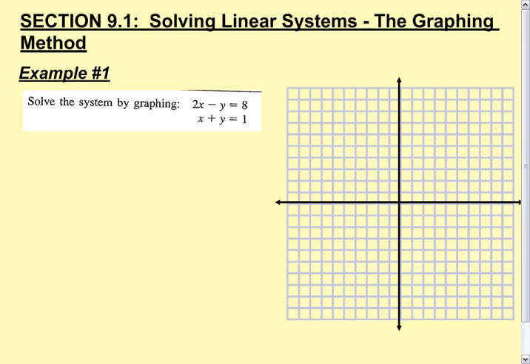Okay folks, solving linear systems, the graphing method. The only reason I really want to do this is to show you what's happening. I will show you other mathematical ways that work a lot better and a lot faster. Okay? Let me show you this first.